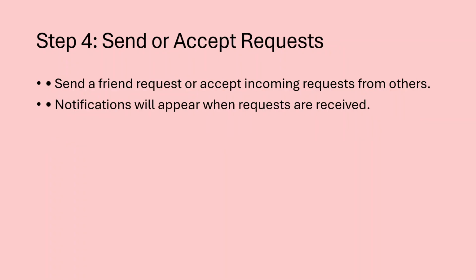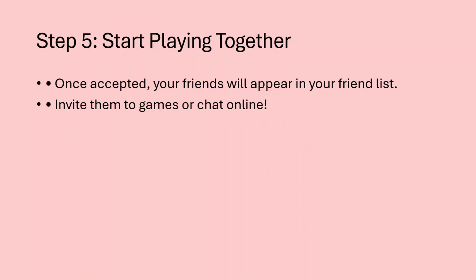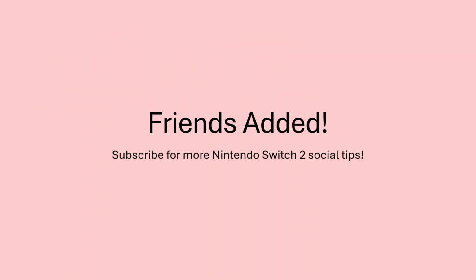Step 4. Send or accept requests. Send a friend request or accept incoming requests from others. Notifications will appear when requests are received. Step 5. Play together. And that's how you send friend requests on your Nintendo Switch 2.